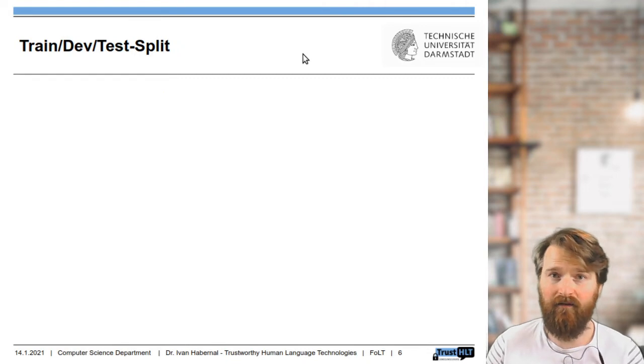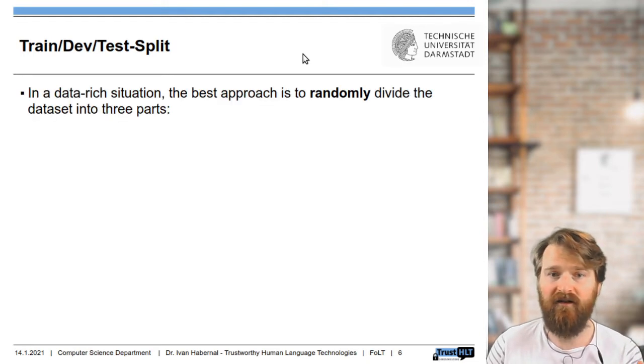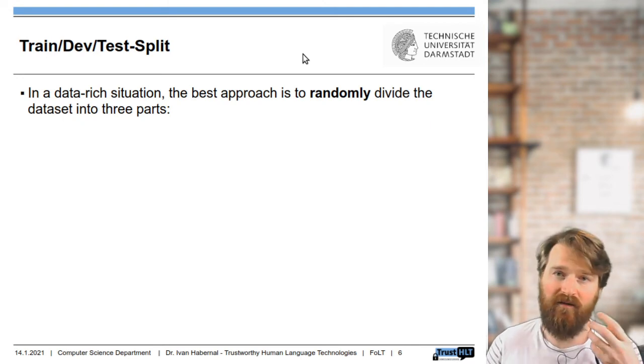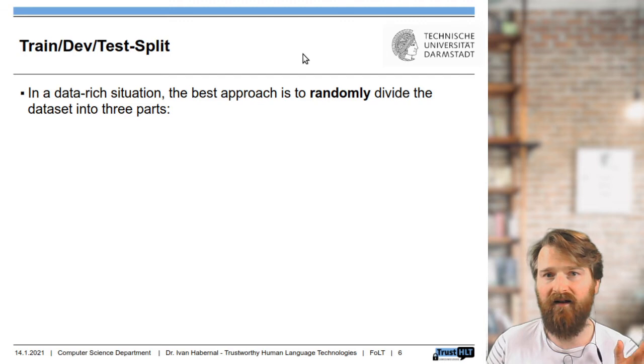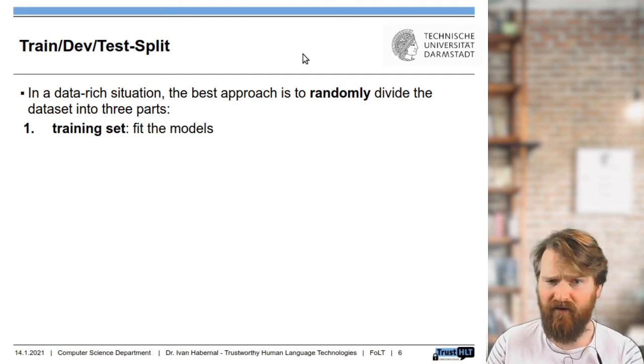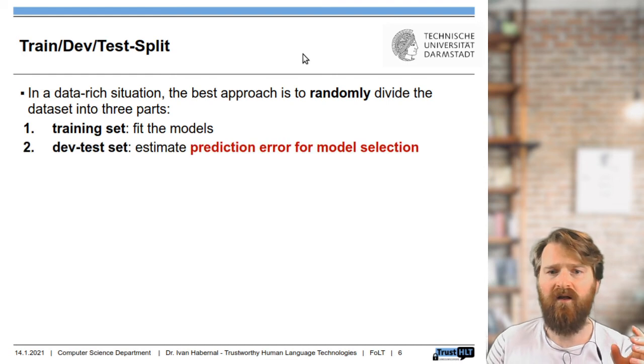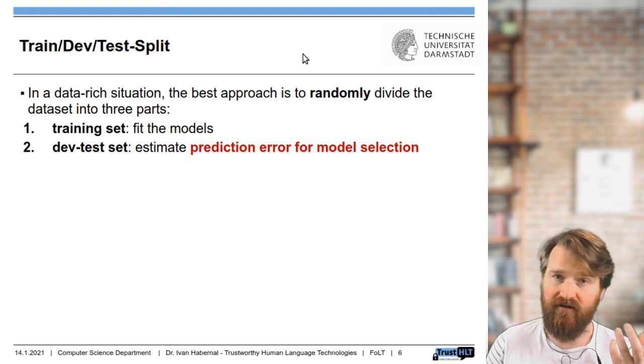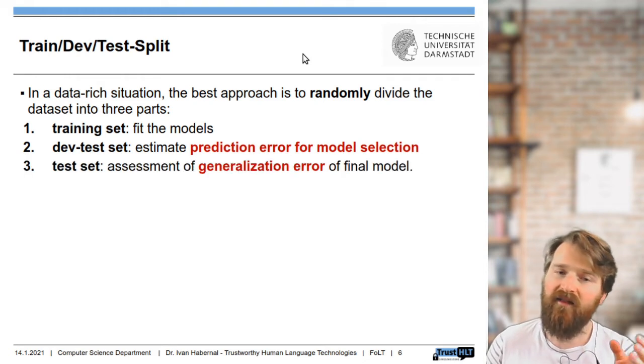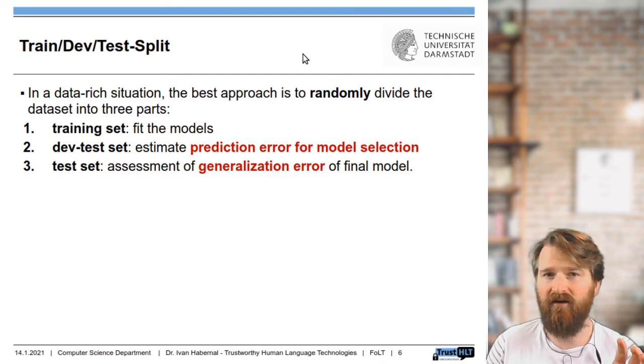As you might guess, we touched on this in the last lecture. If we have enough data, we split our corpus or data set into three parts, using random sampling. We have the training set, where we train the model. We have the dev test set, or dev set, where we evaluate our model selection; typically we evaluate our models, tune the hyperparameters, and pick the best model on this data set. And then we have the test set, which is held completely out, and this is where we test our generalization error.